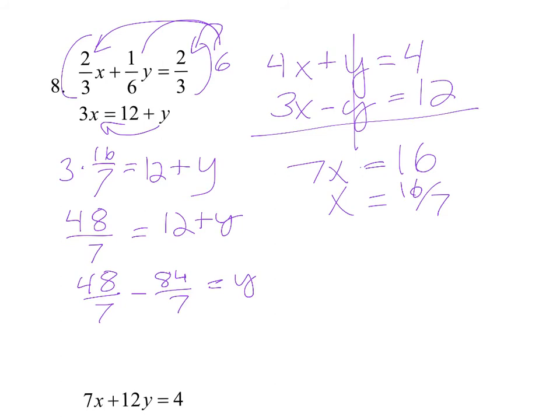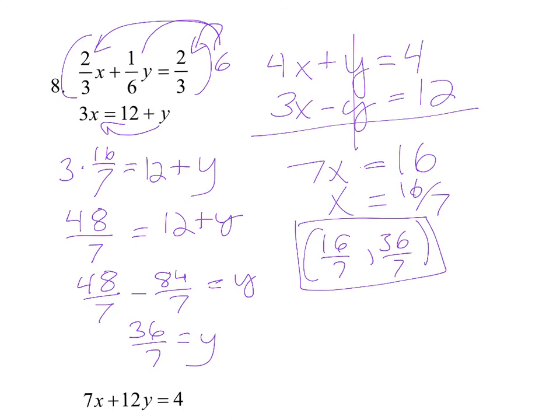48 minus 84. Okay, minus 50 would be 34. And add 2, 36. So I've got 36 over 7 equals y. That's just not pretty. Okay, so that means my answer is 16 over 7, comma 36 over 7. All right, we are definitely going to check that one out.